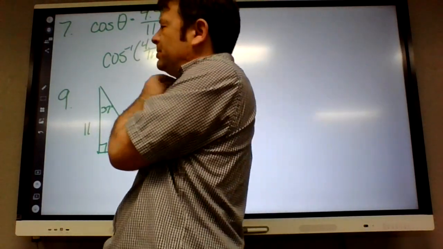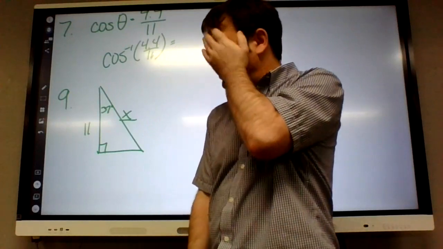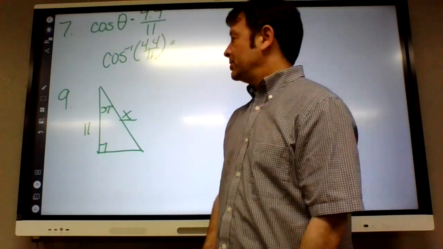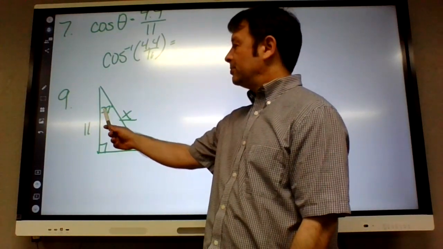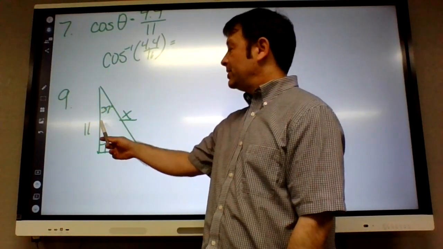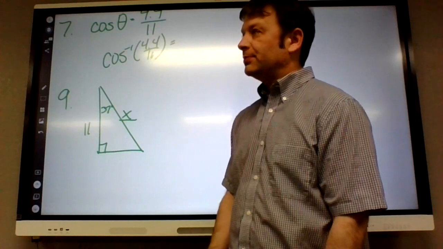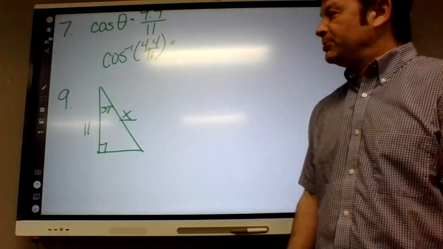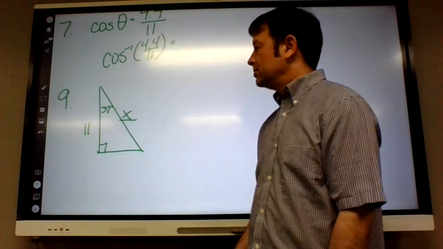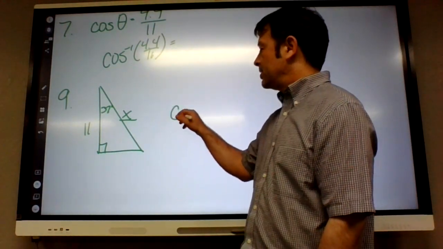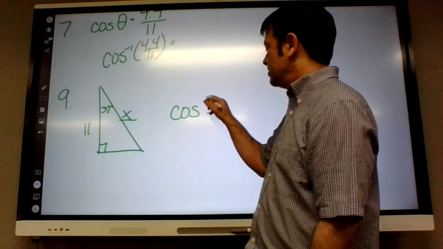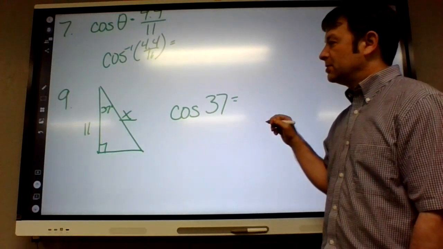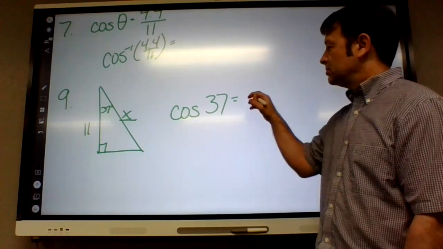When you're doing trig, sine, cosine, tangent, you need to start from an angle. So Whitley, relative to this angle, what side do we have and what side are we looking for? We have adjacent, we're looking for hypotenuse. So which trig function would be adjacent hypotenuse? Cosine. So it's cosine of 37 equals adjacent, so 11 over x.